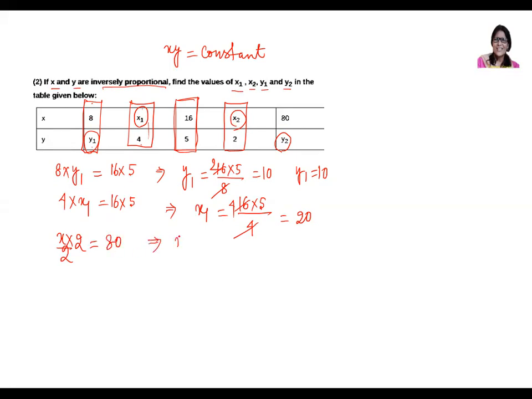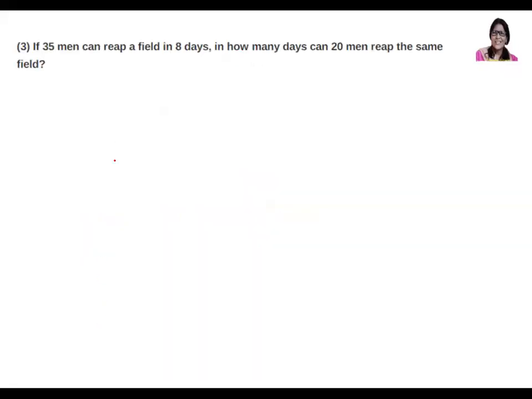Or x2 is equal to 40 divided by 2. 80 divided by 2, answer is 40. Now coming to the last one. 80 multiply y2. This is again 80. 16 into 5. So y2 is equal to 80 divided by 80. That will be 1.